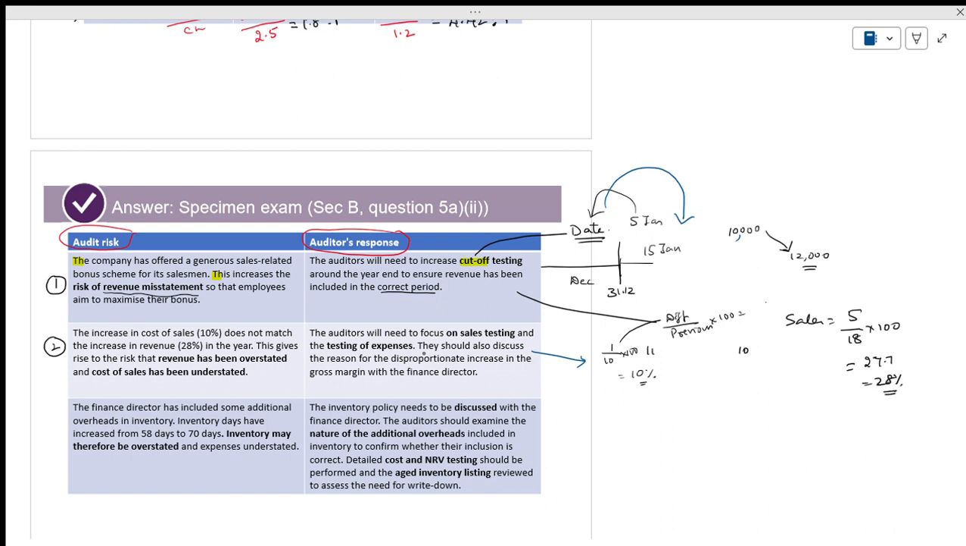Fine. See, this is what it says. Common understanding: when the sales is increasing, definitely the cost of sales should also increase proportionately, by the same percentage. Sales is increasing by 28%. Cost of sales is increasing only by 10%. This gives rise to the risk that the revenue is overstated and the cost of sales is understated. Understand this sentence and let me know.